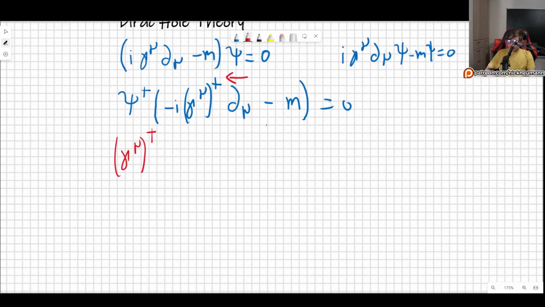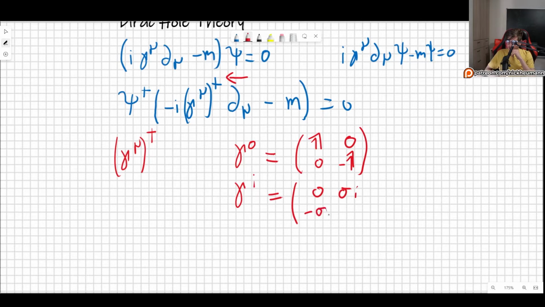So let's keep in mind that in our representation, of course, you can choose any representation that you want. I'm going to use the one that we have defined here, which was that gamma 0 is 1, 0, 0, minus 1. You can, of course, use whatever representation you want, and you will get to the same result. The procedure will be quite similar, with just slight differences. And our gamma i's will be 0, sigma i, minus sigma i, 0. Okay, so what is gamma 0 conjugate, right?